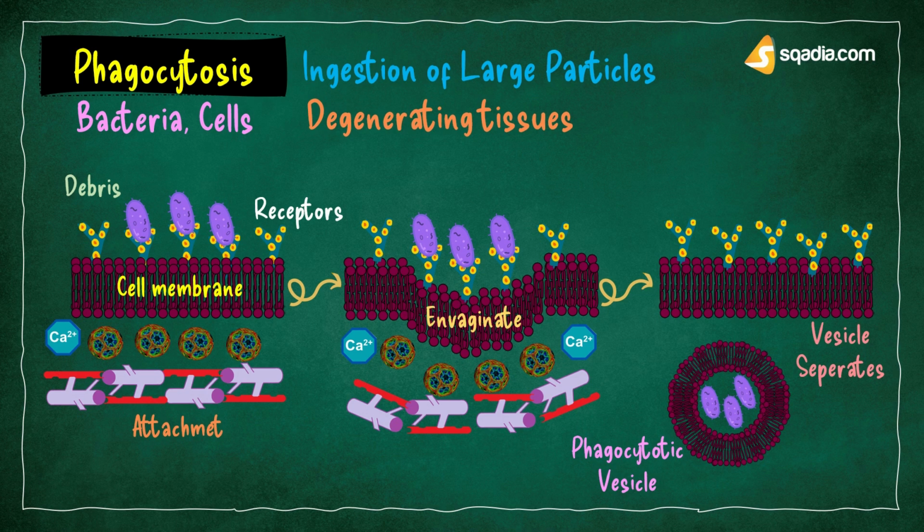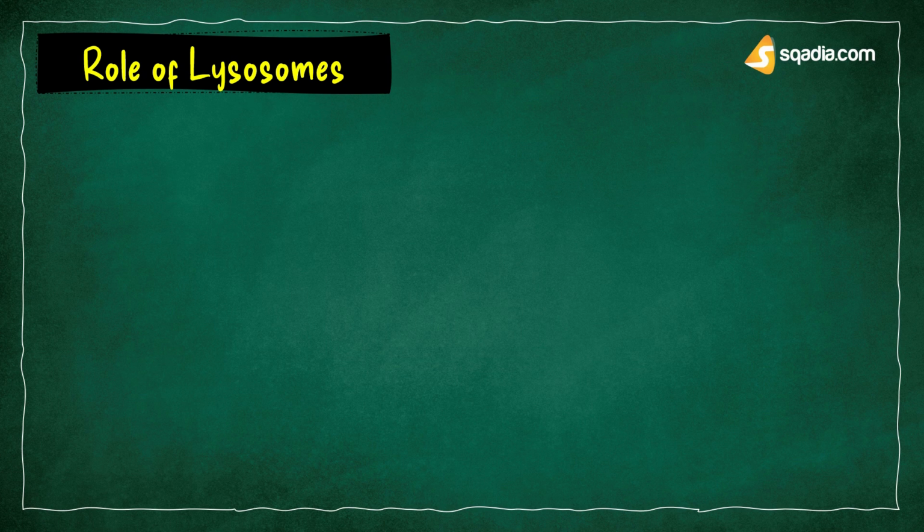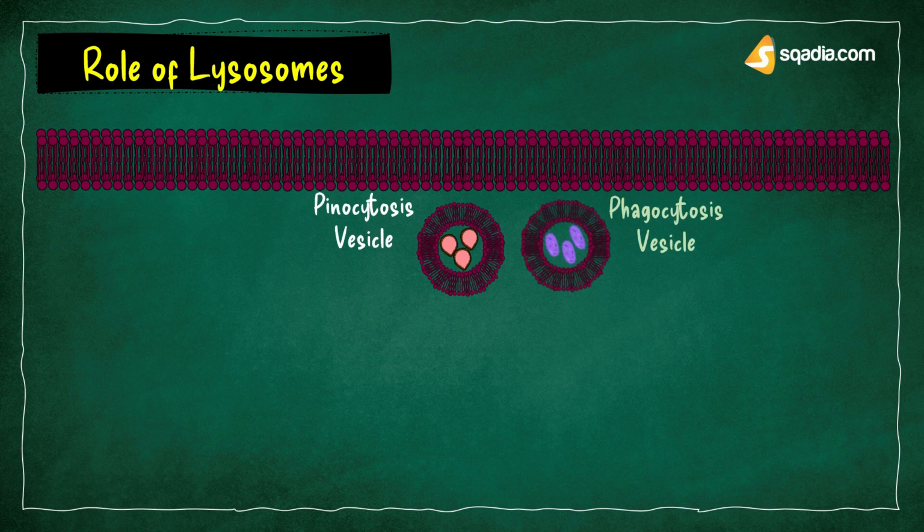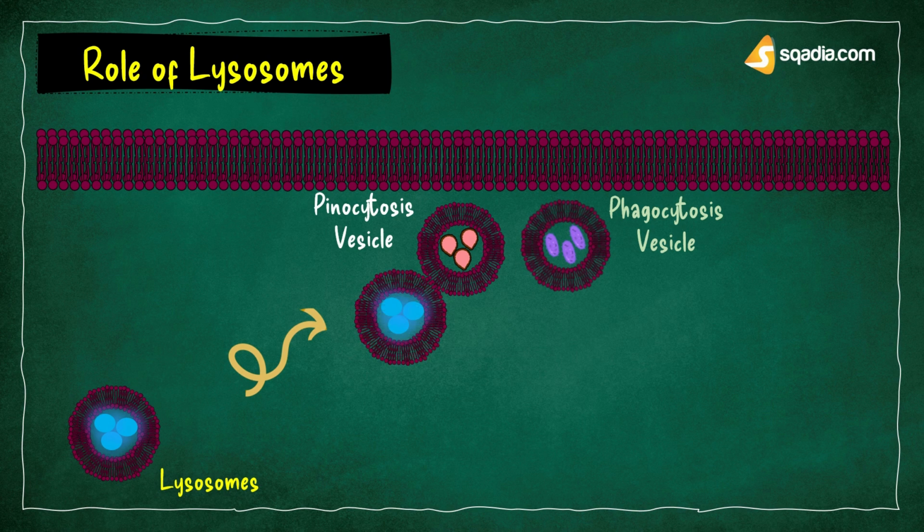Now at the start, we mentioned that lysosomes play an important role in endocytosis and its related processes. What they do is digest the particles that were ingested through the processes of pinocytosis and phagocytosis. So let us continue the process from here. Here are the pinocytotic and phagocytotic vesicles. Now some lysosomes will come towards them and get attached to the vesicles. They release enzymes known as hydrolases in them.